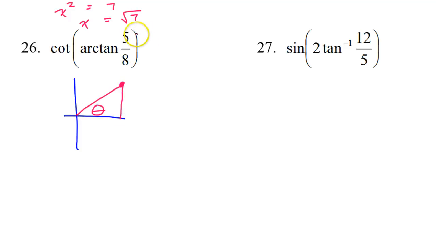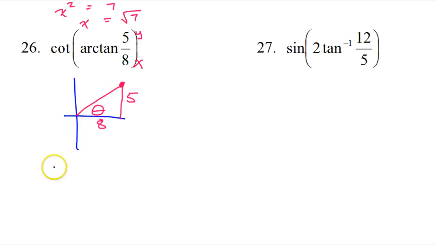Now, tangent is y over x, opposite over adjacent. So that means my y is 5 and my x is 8. I'm going to need to know what the hypotenuse is, so I'm going to go ahead and do the Pythagorean theorem.